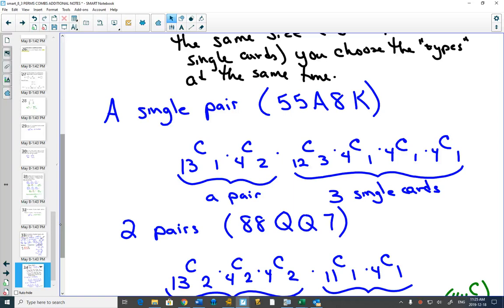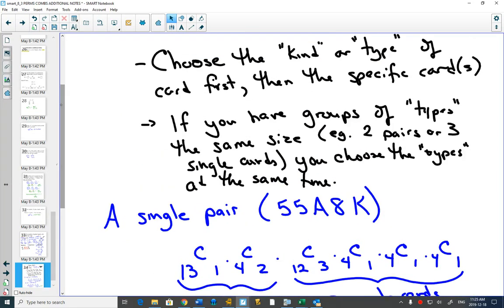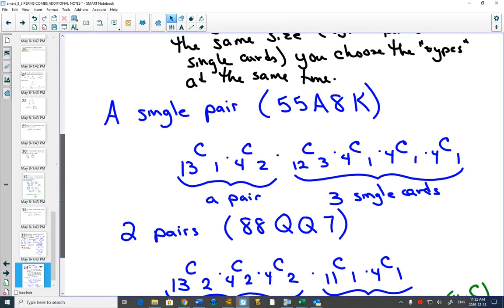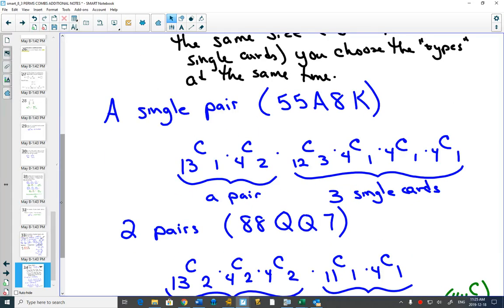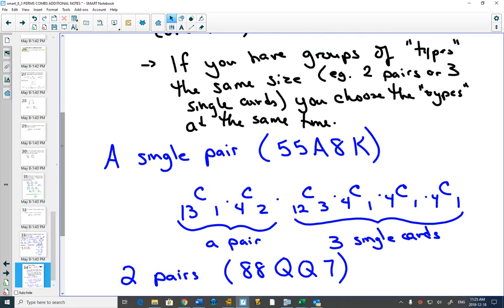Same thing here. Second rule, it says if you have groups of types of the same size. So in the first example, I had 3 single cards. In the second example, I had 2 pairs. The pairs are the same size because they both consist of 2 cards. The single cards are the same size because they're just 1 card each. So that's what I mean by if you have groups of the same size. You have to choose them at the same time. If you choose them differently, getting an ace and then an 8 is different than getting an 8 and then an ace.